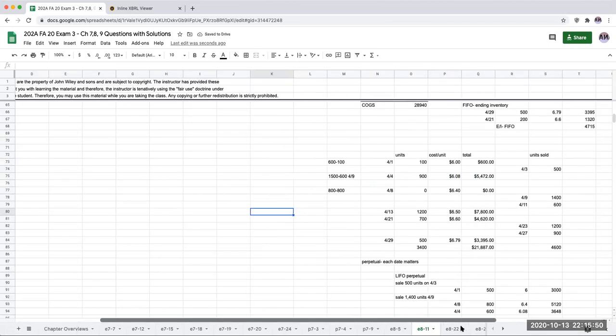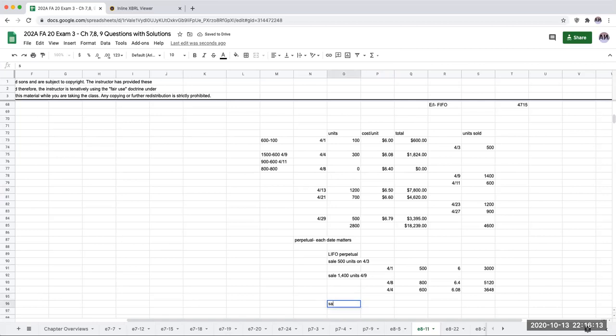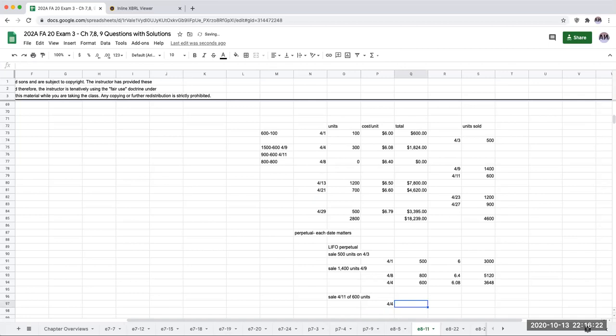okay, I'm going to look over here, and I've got a sale of 600 units. These units are gone, so I'm going to need to take over here 900 units minus 600 from my sale on 4/11. Once I take out the 600 units from the 900, I'm left here with 300 units. So my sale on 4/11 of 600 units, I'm pulling these from April 4th. This is going to be 600 units. And this is going to be at $6.08 over here for a total of $36.48.